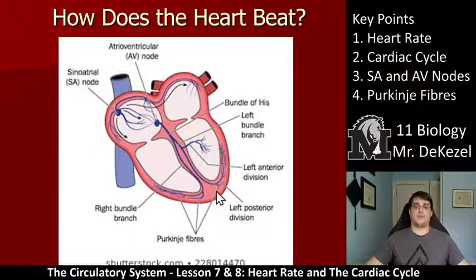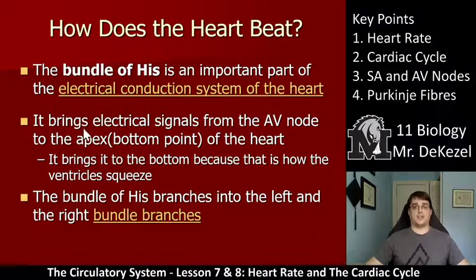So there's a right bundle branch and a left bundle branch, but this whole thing down the middle is the bundle of His. So recapping, sinoatrial node starts it, atria contract, ventricles relax, the atrioventricular node receives it and sends the information down the septum in the bundle of His. It brings the electrical signal from the AV node to the apex or the bottom point of the heart.